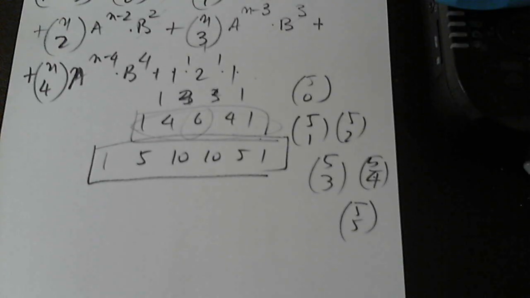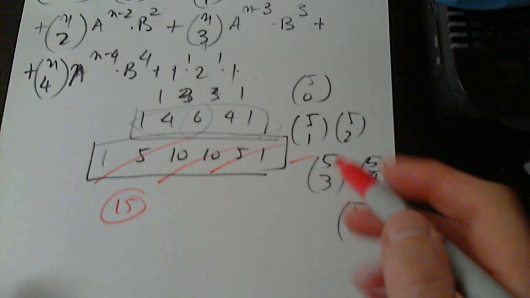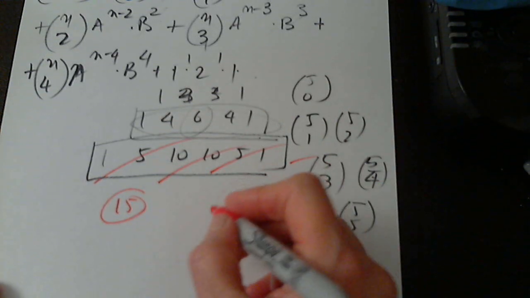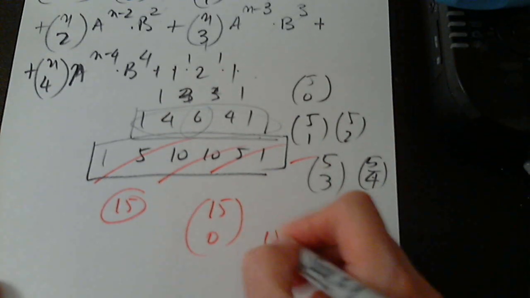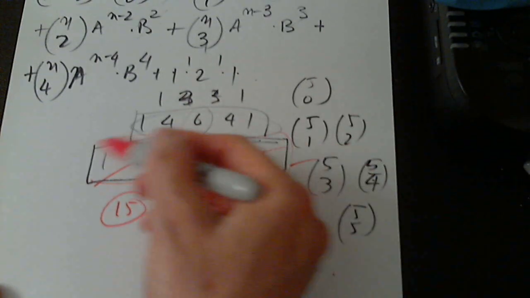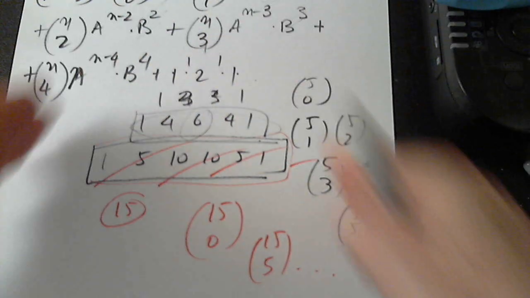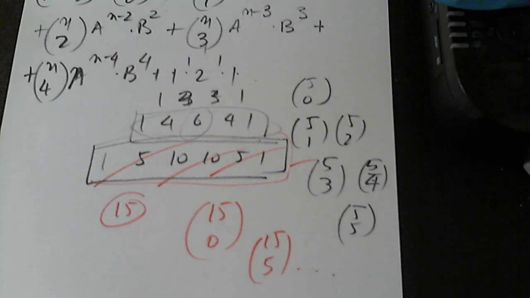For huge numbers, if it's a power 15, I'm not going to do this. It's going to take me 3 pages. I'm going to use 15 choose 0, 15 choose 5, and so on and so forth. But if it's just power 5, it's more convenient to use Pascal's triangle. Beyond 10, it would be too much. I will need a whole page to create Pascal's triangle.